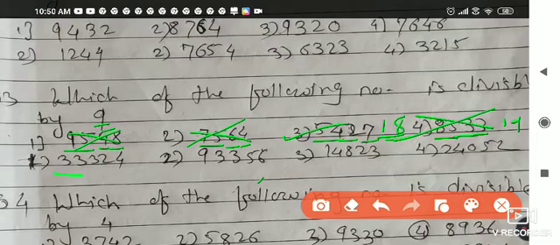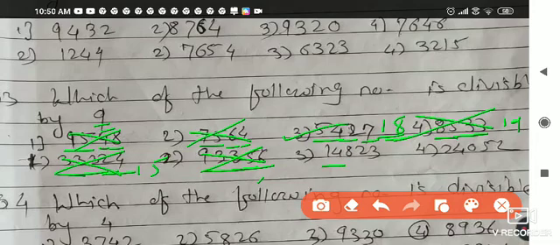Next, 3 plus 3 is 6, 6 plus 3 is 9, 9 plus 2 is 11, and 11 plus 4 is 15. Okay, 15 is not present in the 9's table, or 15 is not divisible by 9. That's why this number is not divisible by 9. Then 9 plus 3 is 12, 12 plus 3 is 15, 15 plus 5 is 20, and 20 plus 6 is 26, and that's why 26 is not present in the 9's table. That's why this number is not divisible by 9.